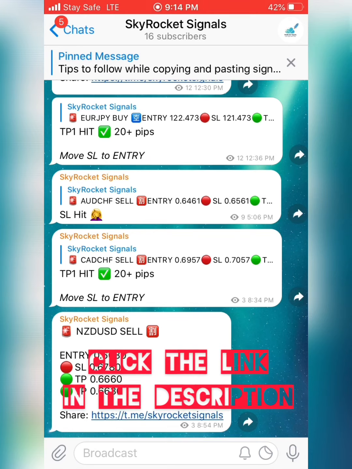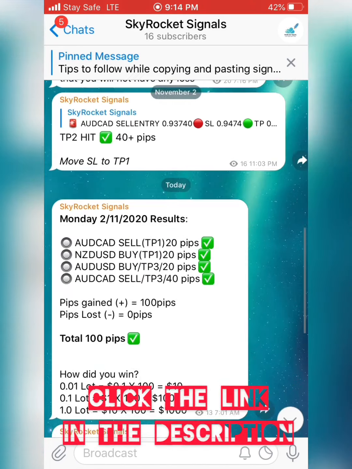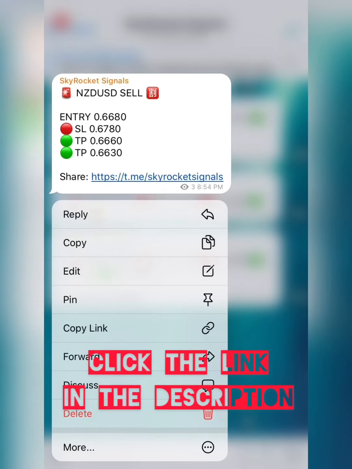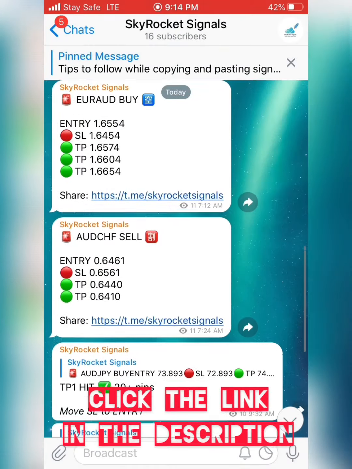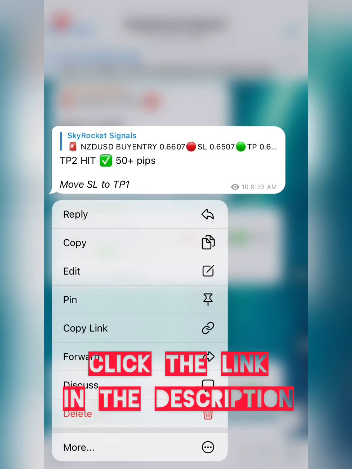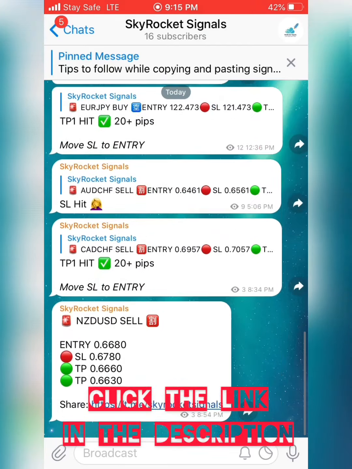So first things first, you open the group and look for signals. As you can see, these are today's signals. This is the latest signal. This is a signal, this is a signal, this is a signal, and as you can see, there are a lot of take profits happening, guys. 50 pips take profit, 20 pips take profit, a lot of take profits happening.